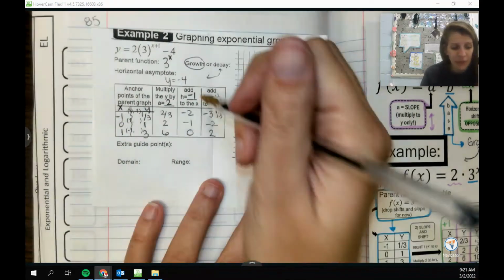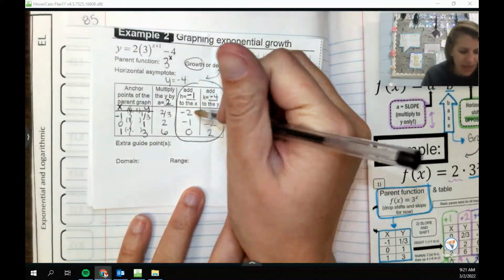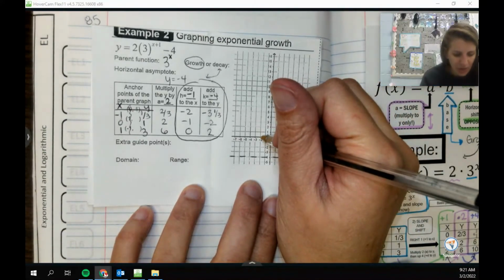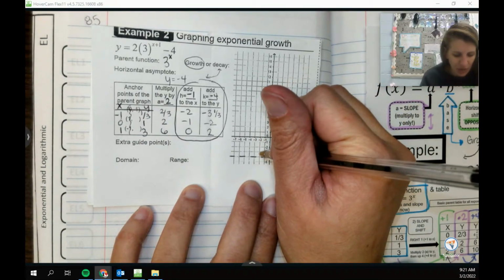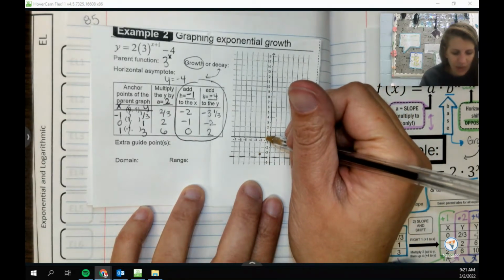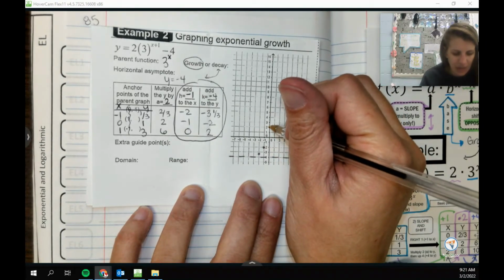Finally, we can go graph, and we want to graph our final points here. So after we've done everything to them, these are the x's, these are the y's. And so we'll go -2, -3 and a little extra. -1, -2. And then 0, 2.